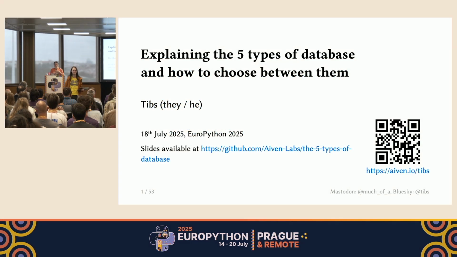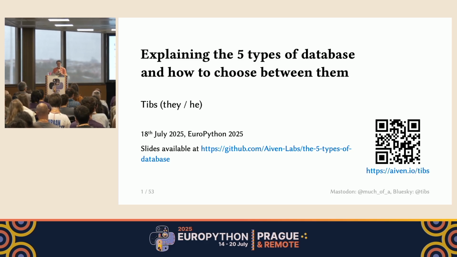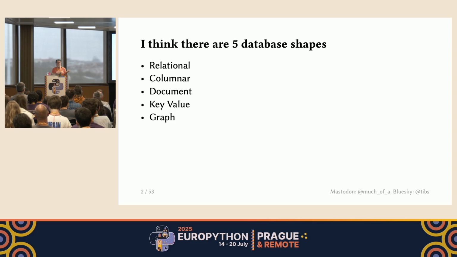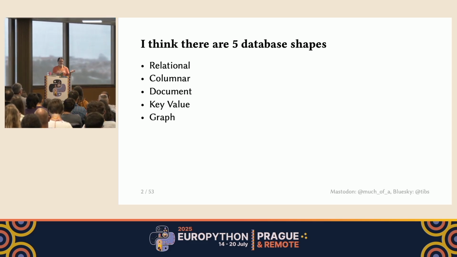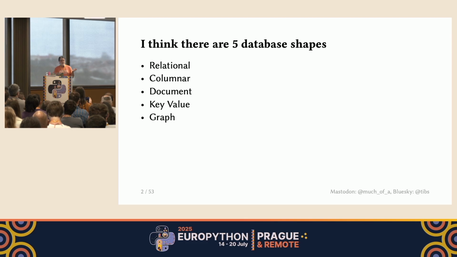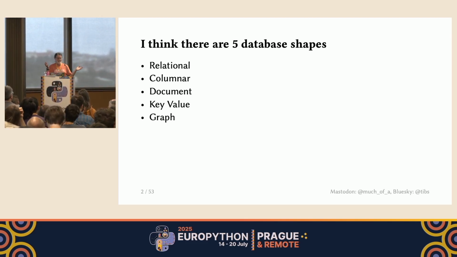I'm going to try and explain to you why there are 5 shapes of database and why you might use each one. This came out of a discussion with colleagues. I had a colleague who categorized databases in ways I frankly still don't understand, and I said, but it's obvious, there are 5 shapes. And he said, what?